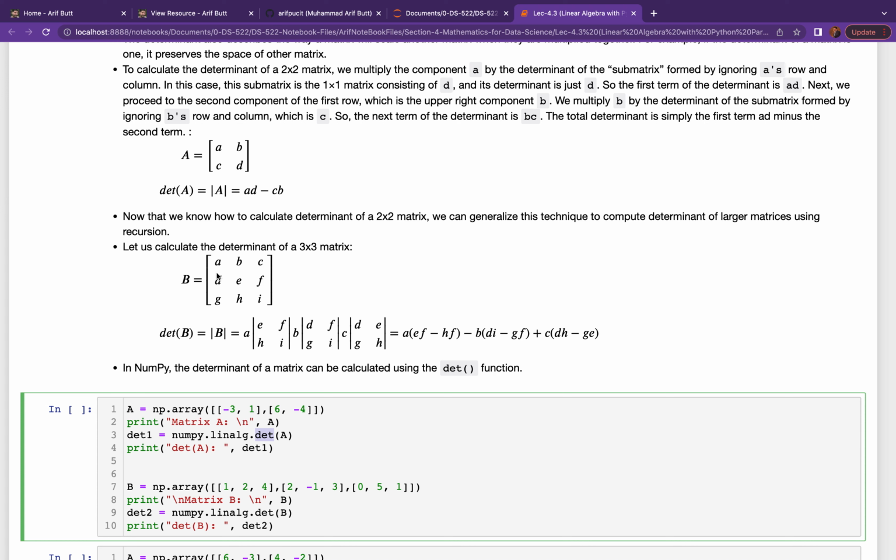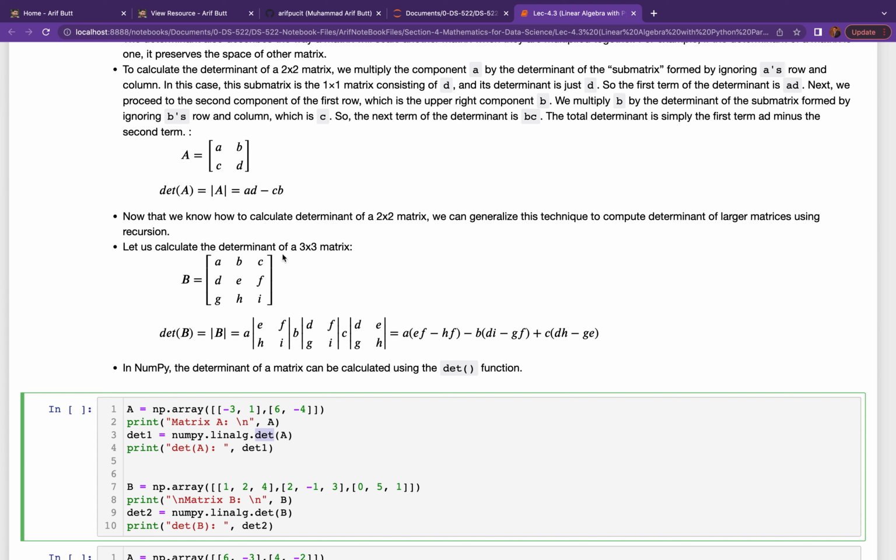Let me describe this a little bit. Over here, the determinant of a 2 by 2 matrix is very simple. You just multiply A and D, then multiply B and C, and subtract them.